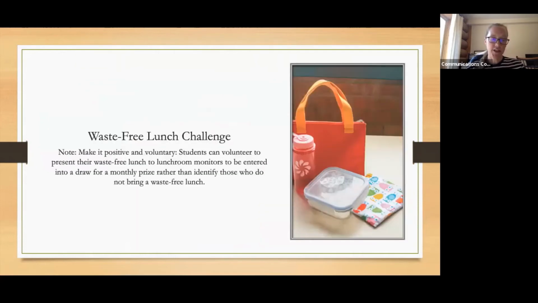A waste-free lunch challenge. The only thing I would say about this is to make sure that you're framing this in a positive way, because this is more about training the parents than the children. Small children don't have a choice on how their parents pack their lunch, so you don't want them to feel bad that everything's in a Ziploc bag or saran wrap. But if you could present it as an idea that if you have a waste-free lunch, you can enter your name in a draw to get a prize, and not make people who don't do this feel ashamed about their lunch.